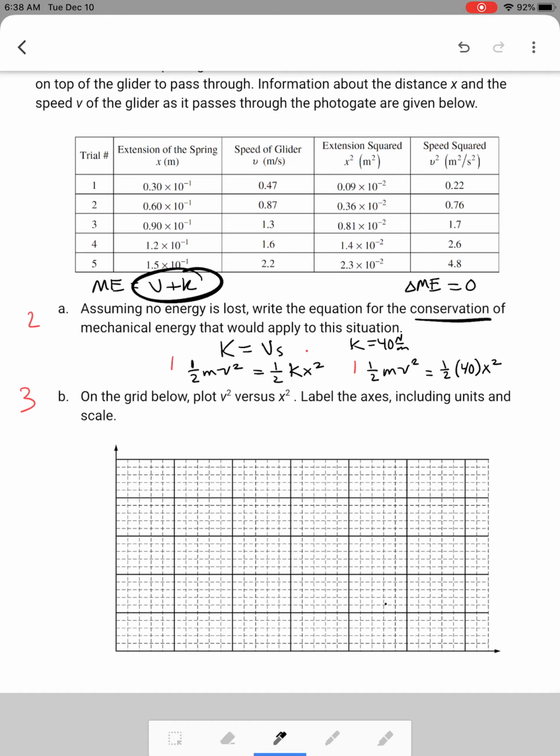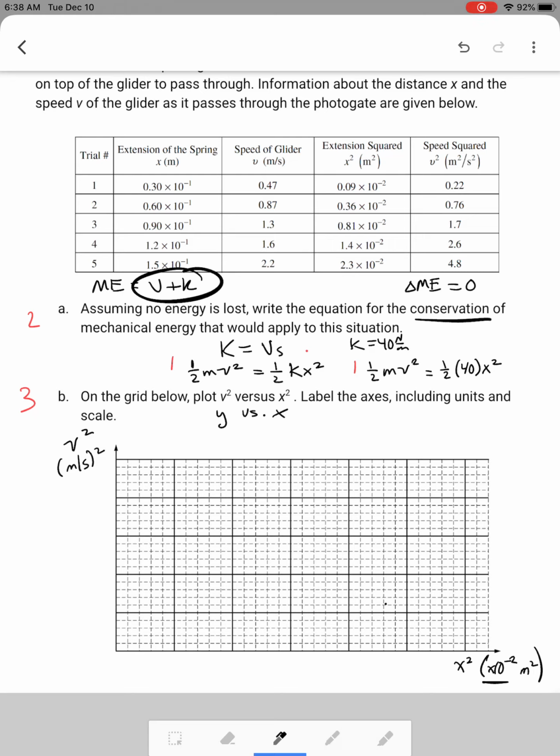In the data table, we are given data for x squared and velocity squared. It says v squared versus x squared, so I'm going to put v squared on this axis and x squared on this axis. If you had plotted x squared versus v squared, that would have been fine. But in general, if it says v squared versus x squared, think y versus x. That's just usually how I approach it. Notice I put a times 10 to the negative 2 on the x-axis. That's just going to make my life easier when I'm making this scale.